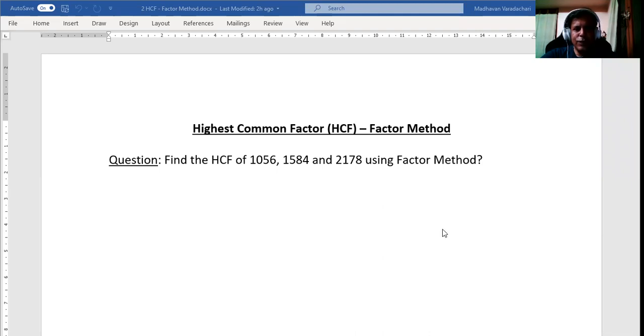In this video, we'll understand how to find the HCF, that is the highest common factor, using the factor method. The factor method basically means that I need to find all the factors of each of these numbers and identify the common factors. So, for example, the solution to this.